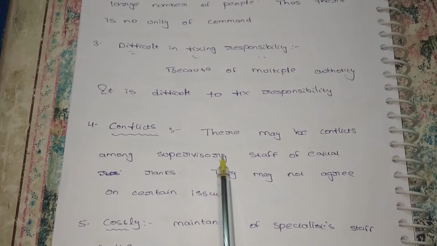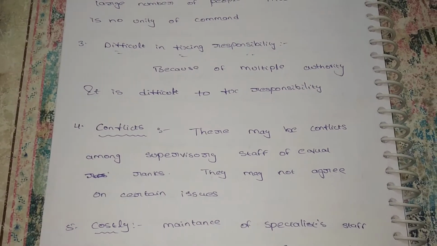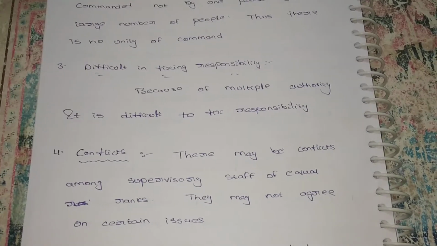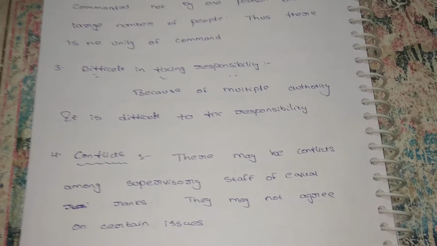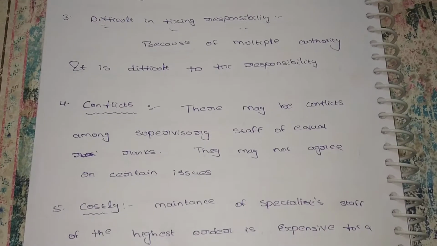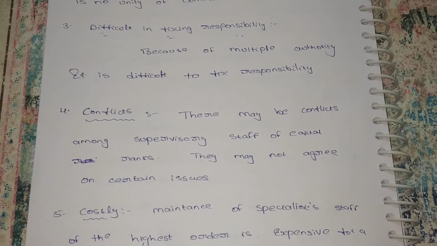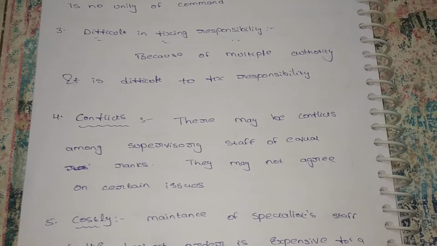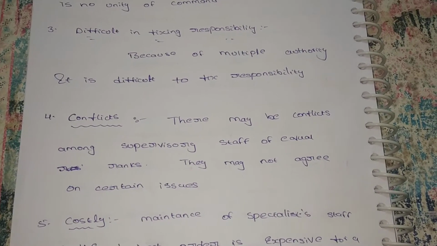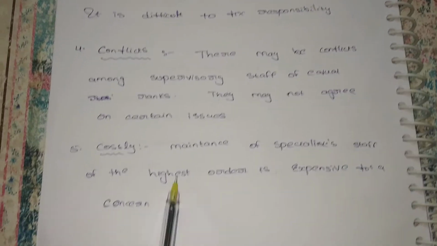Next, conflicts. There may be conflicts among supervisory staff of equal ranks. They may not agree on certain issues. The marketing director and the departmental head are at an equal level, so conflicts may occur. The two do not agree while taking the decision, and for this also our decision making can be delayed. Those who are at the same level have equal ranks, so there may be ego clashes. The two persons are not on the same page, so they are unable to take a decision. This can be a reason for conflicts.